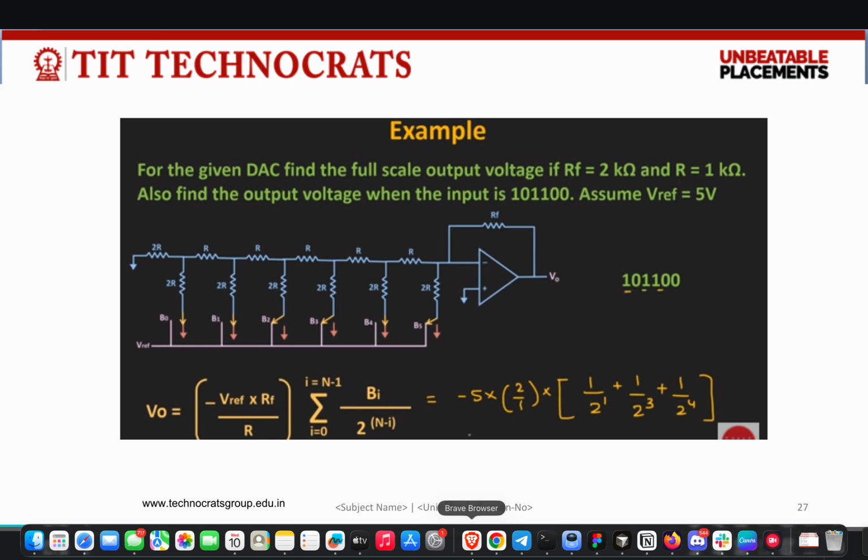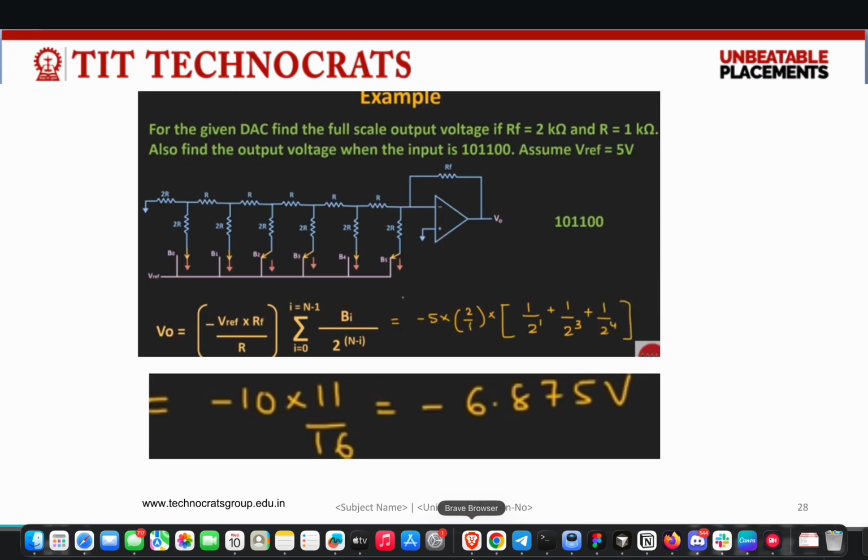That is V naught equal to minus V reference into RF upon R, sigma i running from 0 to n minus 1 Bi upon 2^(n minus i), equal to minus 5 into 2 upon 1 into 1 upon 2 to the power 1 plus 1 upon 2 to the power 3 plus 1 upon 2 to the power 4. So in this way the output voltage is equal to minus 6.875 volt.